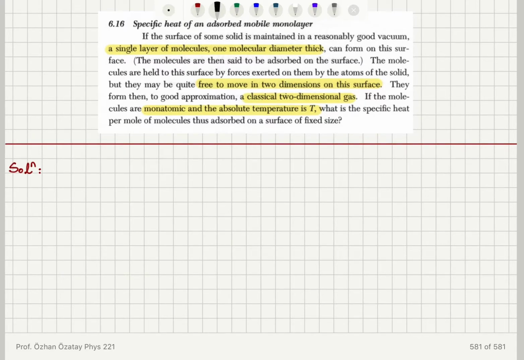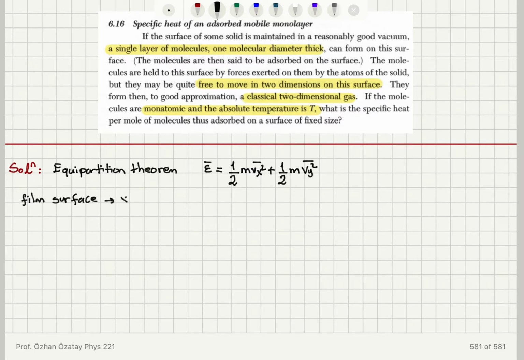So using the equipartition theorem, we can write for the kinetic energy, these are monatomic molecules. So we have the mean energy per molecule given by 1/2 m vx square bar plus 1/2 m vy square bar. Let's assume that the surface of the film is the xy plane. Film surface I'm calling xy plane.